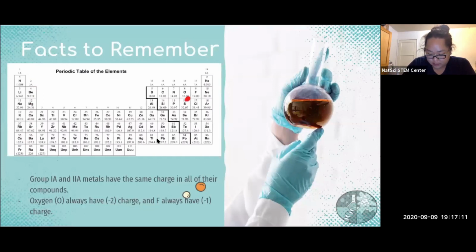Oxygen will always have a charge of -2. The ones down here will also have a -2. And fluorine will always have a -1 charge. Same case can go down here. So chlorine, bromine, iodine, and astatine will also have a -1 charge. How do we find the charge of something like cobalt?